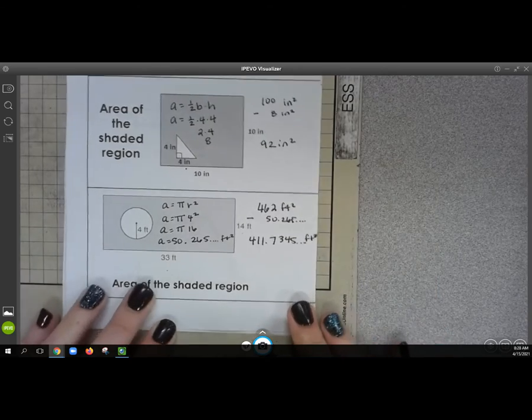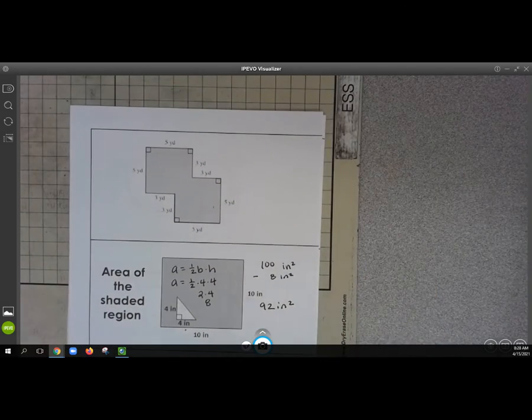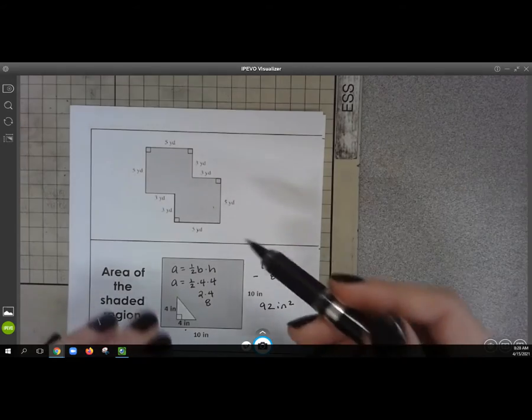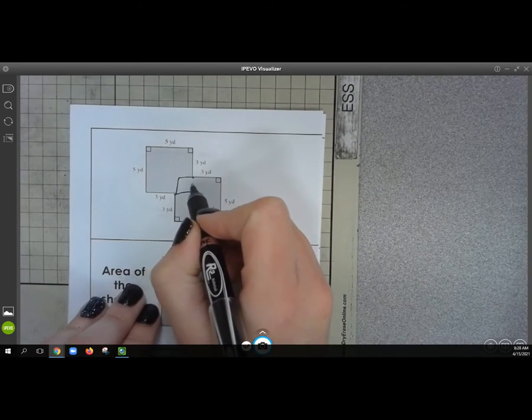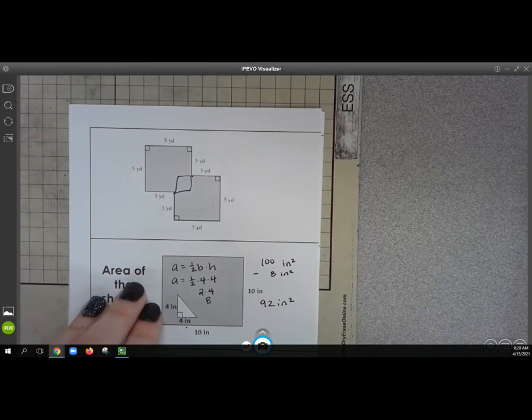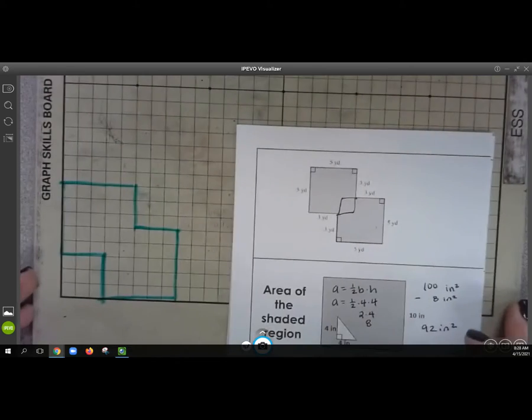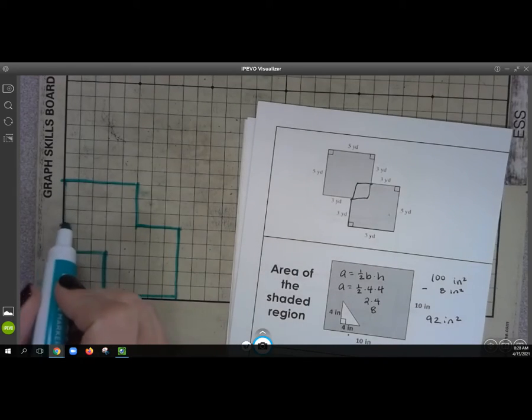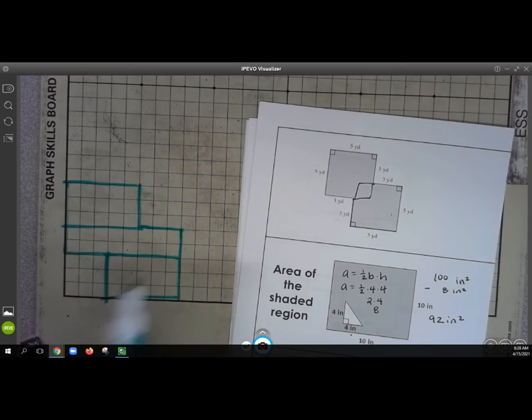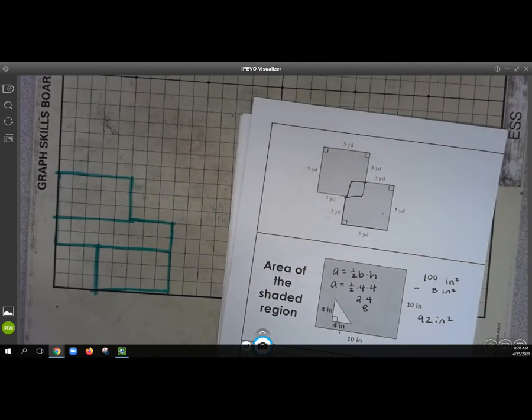Now we may get something a little more complex like this one. This one looks kind of like two squares overlapping each other, right? So we could do this a couple different ways. Over here, I have just drawn the figure out so we can kind of break it up and see. I could break it into 3 rectangles and then find the area there.